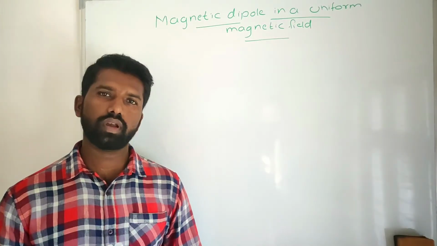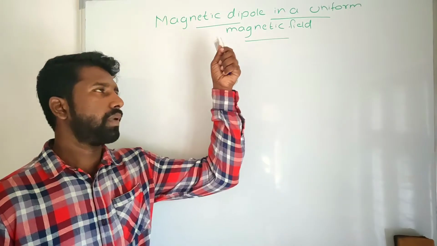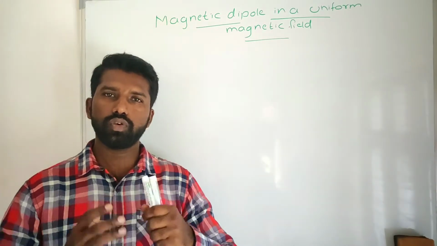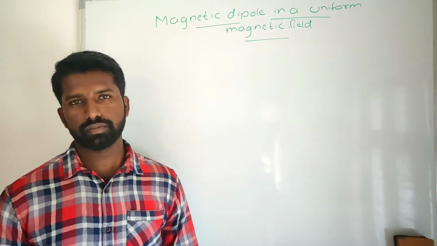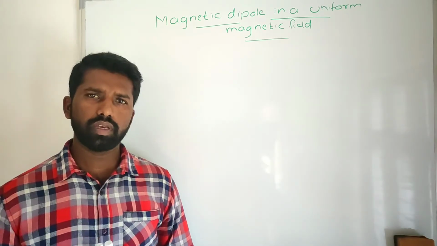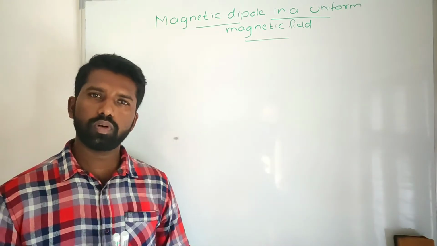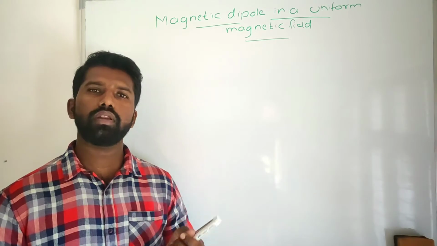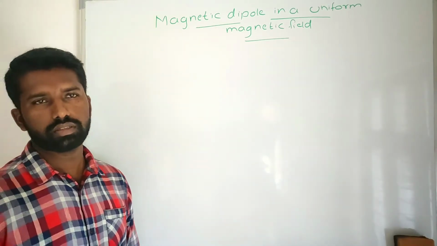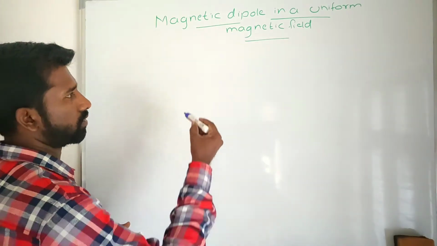In this video, I am going to discuss magnetic dipole in a uniform magnetic field. Magnetic dipole means a north pole and a south pole separated by a small distance, like a bar magnet.